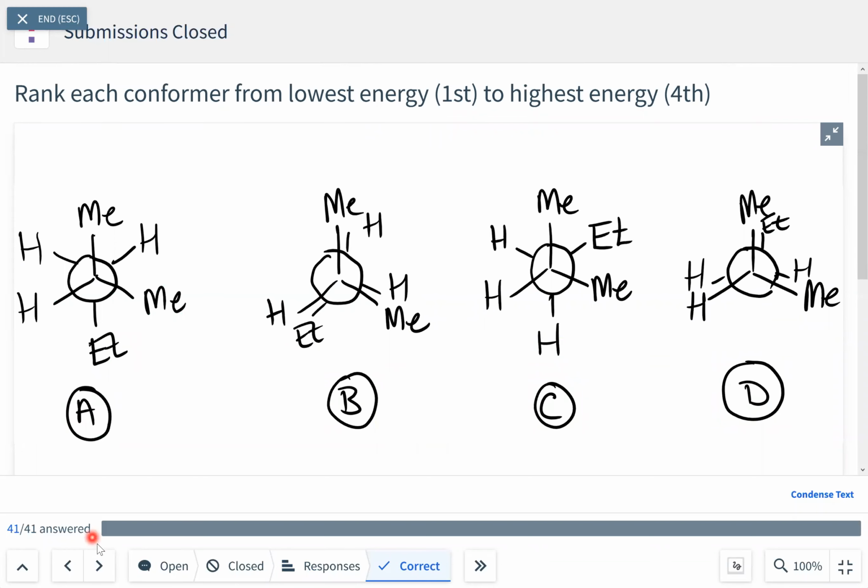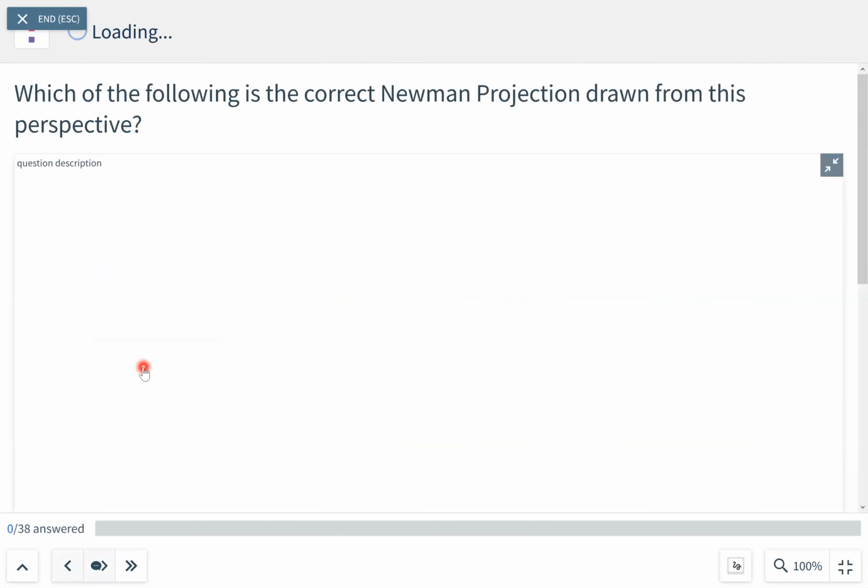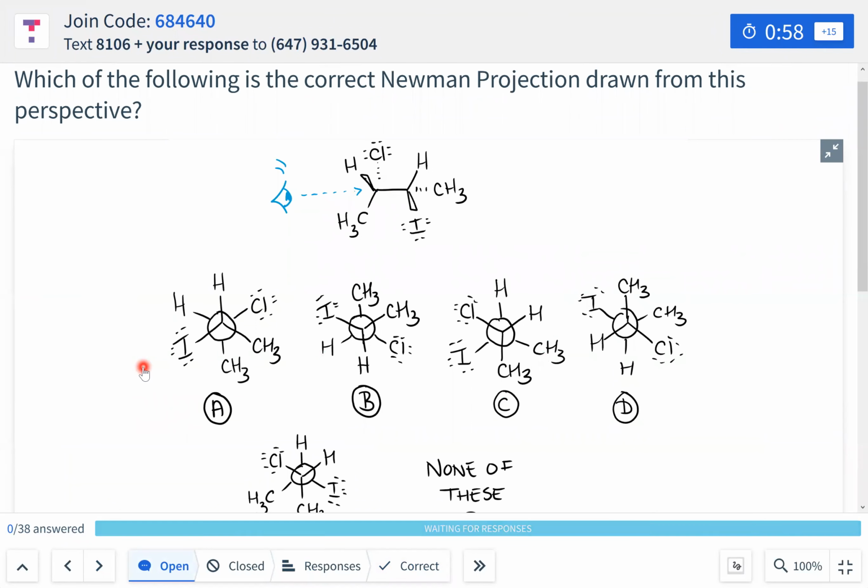Okay, last question. This one is all about Newman projections and perspective. So I've drawn what we call a sawhorse type of thing. If we're looking at it down this bond, here's your eyeball, and these are supposed to be your eyelashes, so this is up. Which of these Newman projections is the correct one if you're looking at this from this perspective?